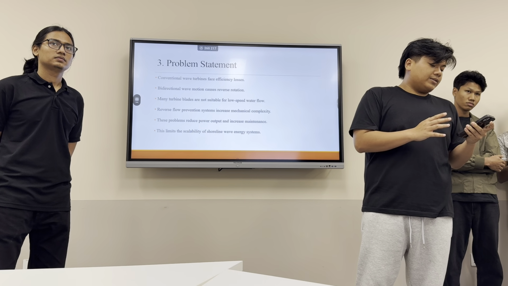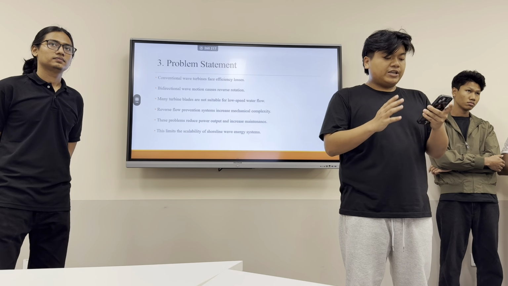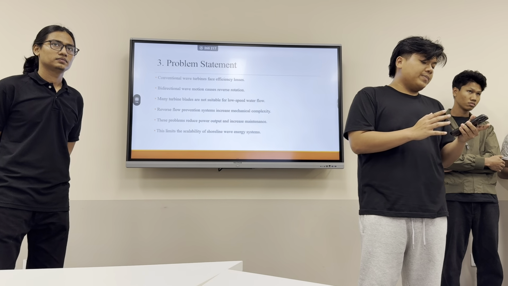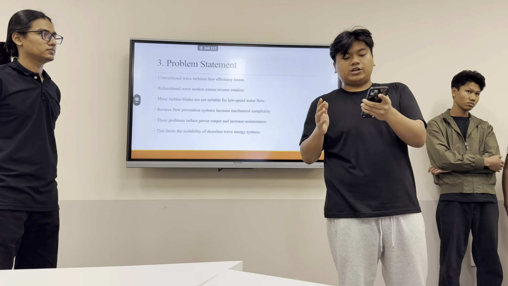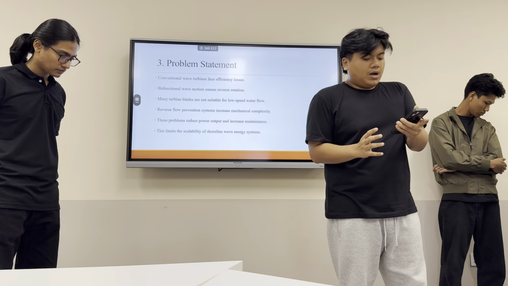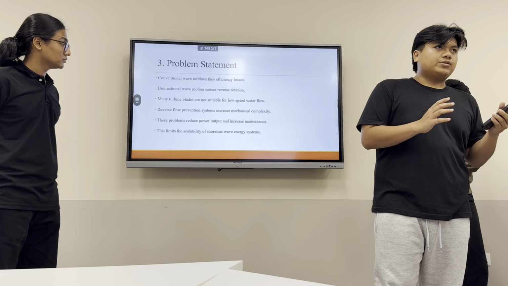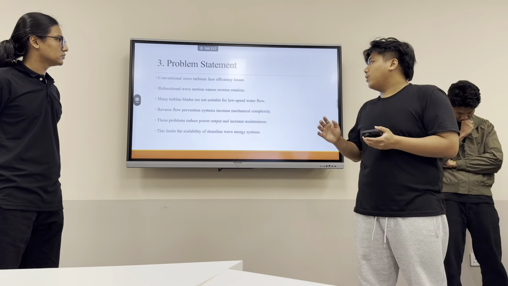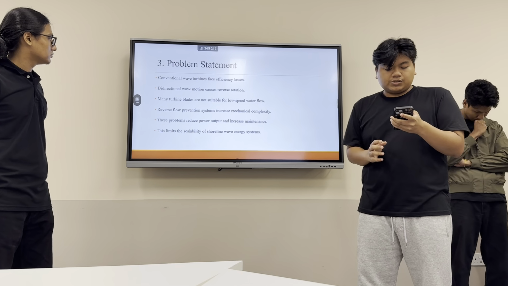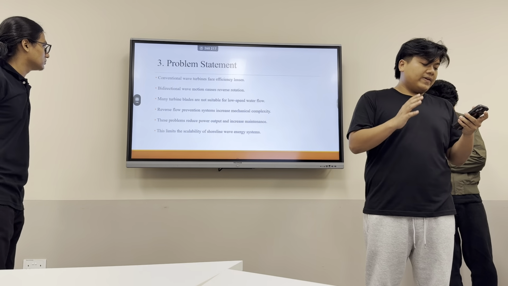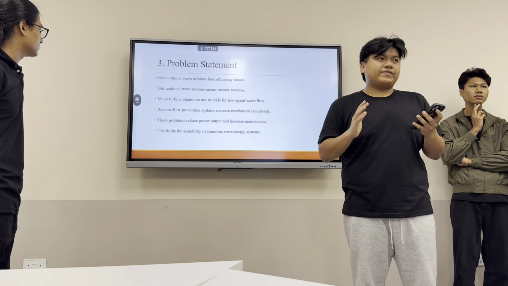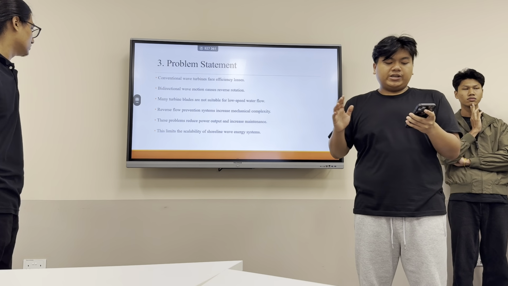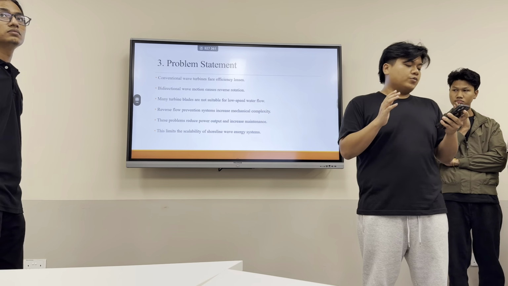So, to address the reverse rotation problem, some systems incorporate mechanical solutions such as a ratchet or clutch mechanism. These components allow the turbine to rotate only in one direction, preventing the backward motion caused by the retreating waves. However, this solution introduces additional mechanical complexity.